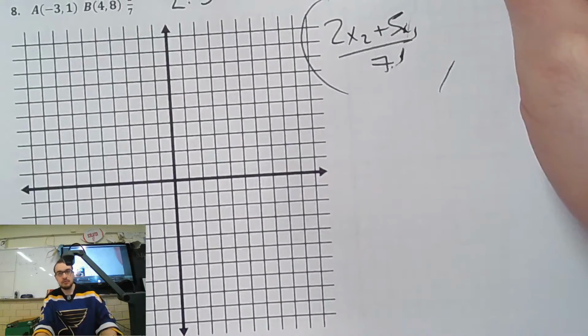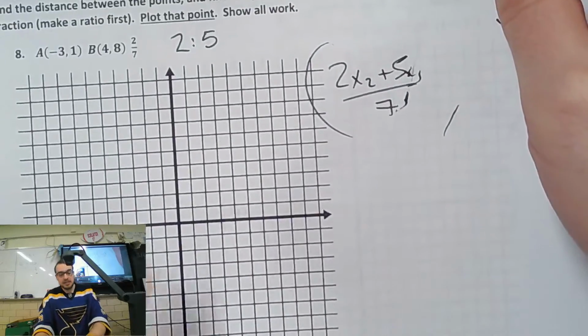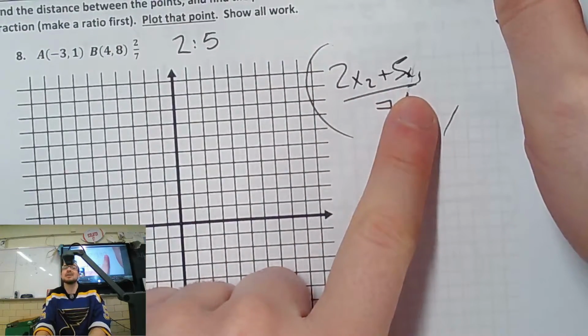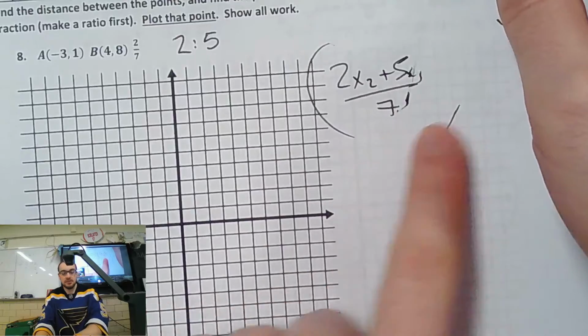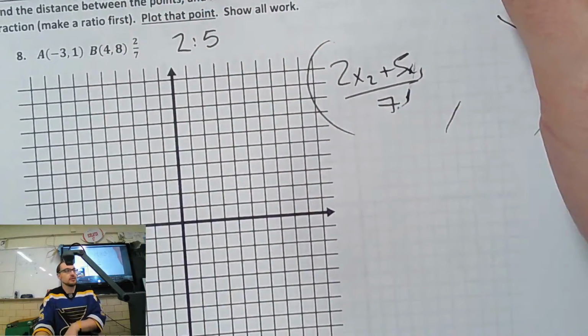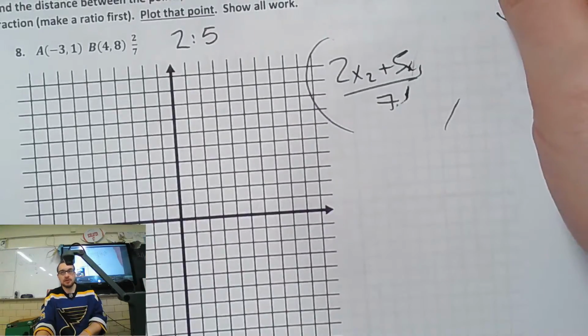I just didn't want to do the whole thing. That's going to be 2 and 5 next to x2 and x1 in that order. 7 total. Same thing for your y. Do your stuff. Do Pythag/distance formula to find the distance.